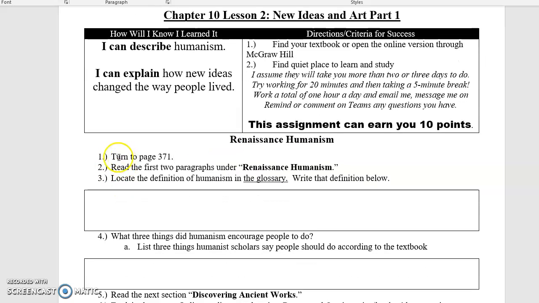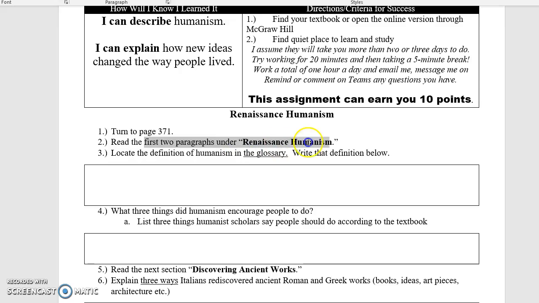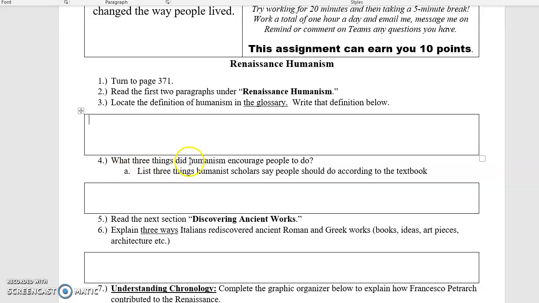All right, so the first thing is you're turning to page 371. I'm going to read the first two paragraphs, only the first two paragraphs under Renaissance humanism. And then you're actually going to go locate the definition of humanism in the glossary and then write down that definition. The reason I'm having you guys do it in the glossary is because it's a little clearer what it actually is, and once you define that, it'll be easier to keep in mind when it keeps referring back to humanism and the rest of this, what it really means.